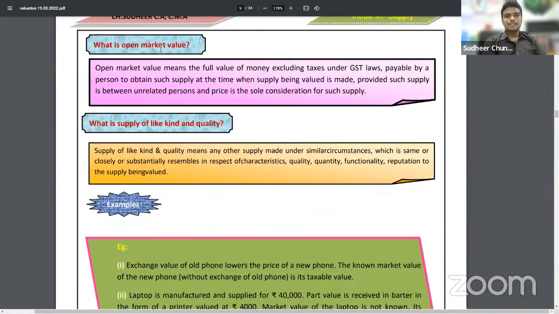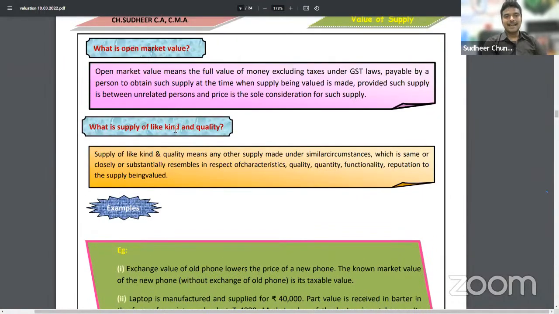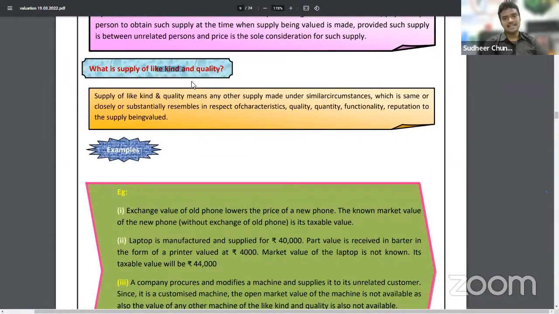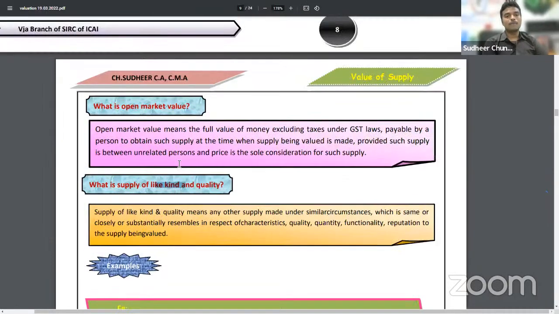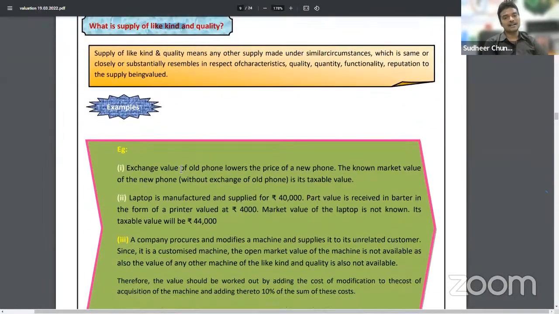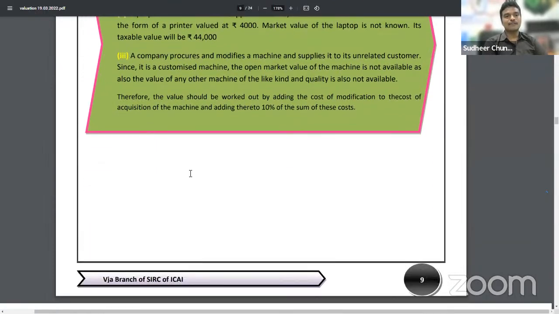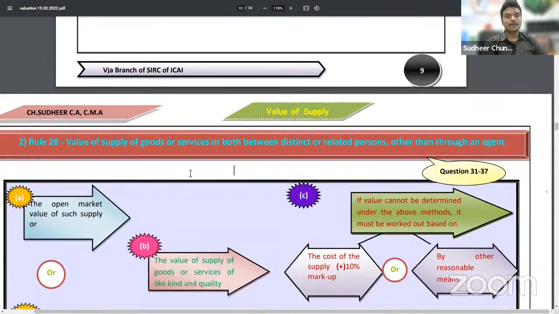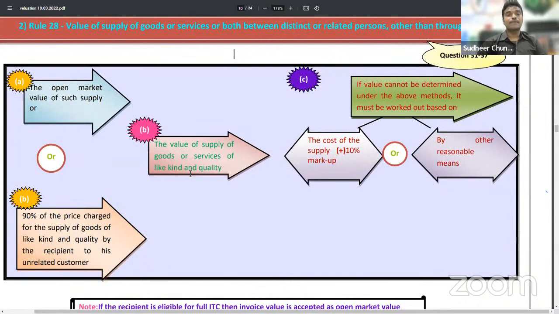Sir, what is the difference between open market value and like kind and quality? Sir, open market value means the same good in the open market, for which price we are selling. Whereas like kind and quality means a similar good in the open market, for which price we are selling. That is the difference between open market value and like kind and quality. Some examples were given for your reference. If you want, you can go through it. So by this we have completed rule number 27.